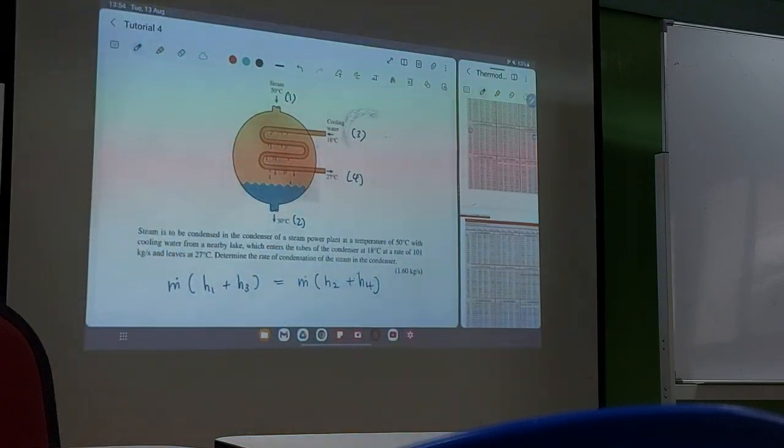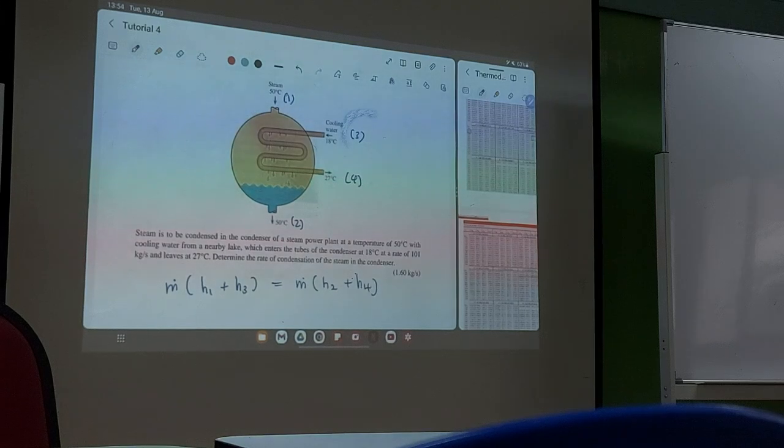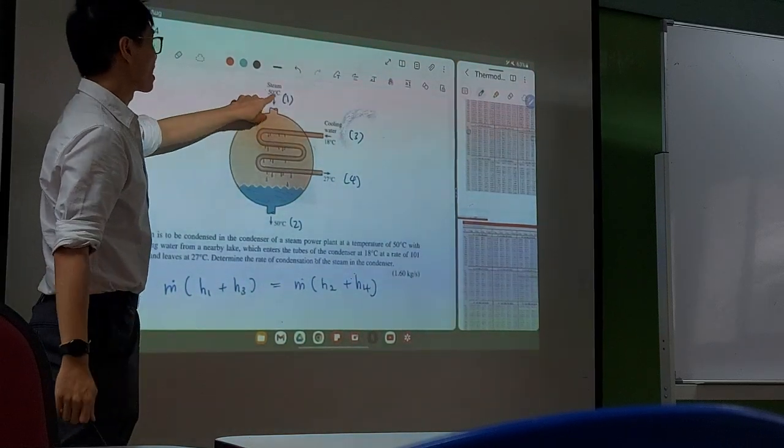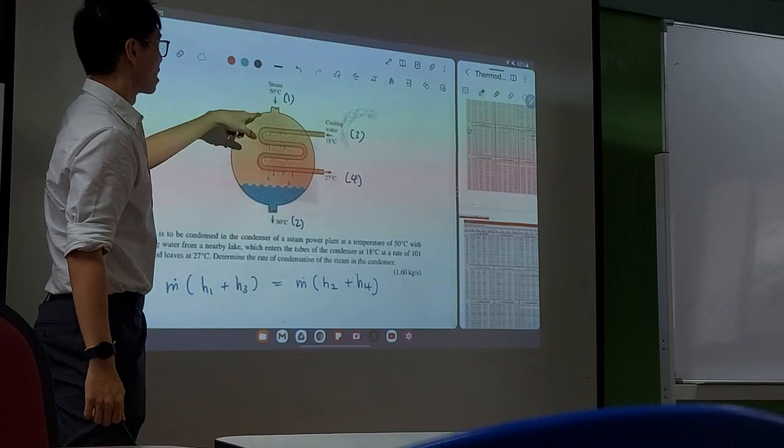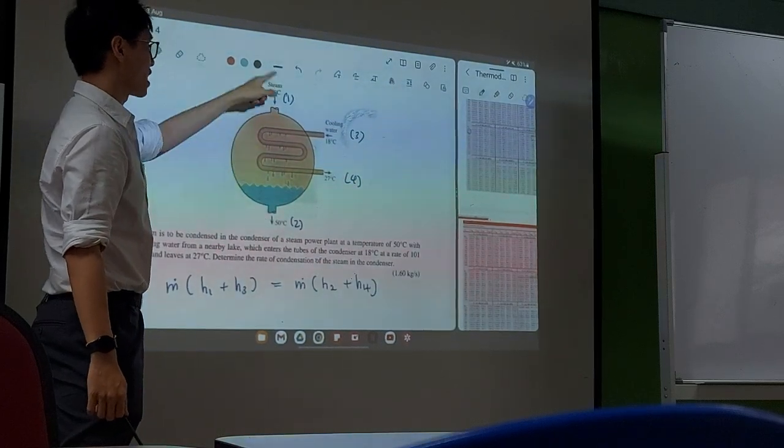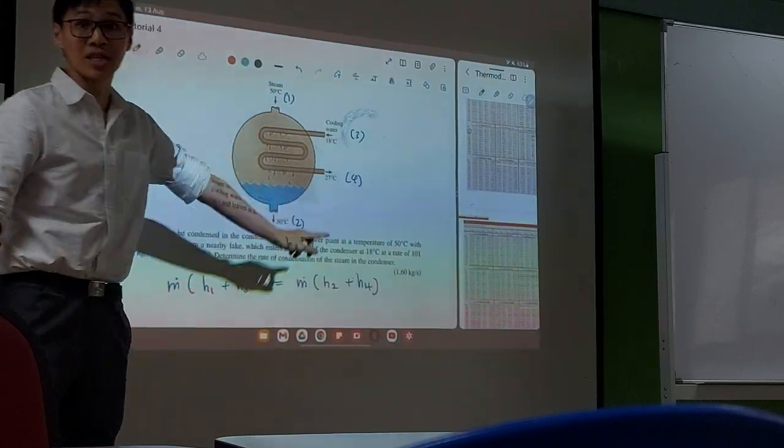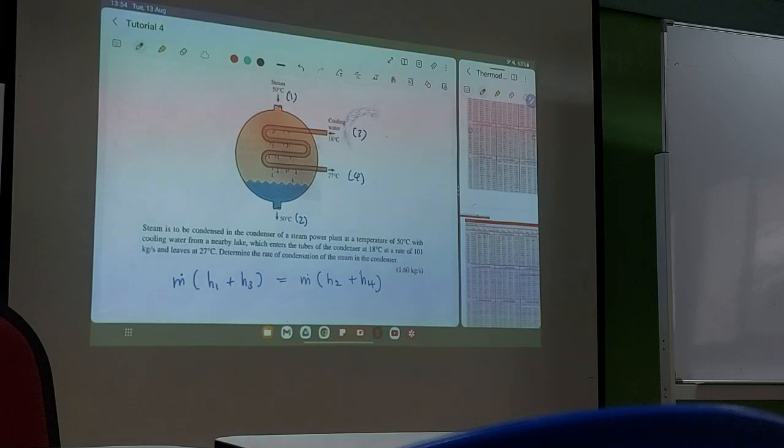My answer here actually just splits them into 2, that's all, it's the same thing. Meaning Q out equals condensation. Q out is H2 minus H1, Q in is H4 minus H3. Okay, keep everything as positive.